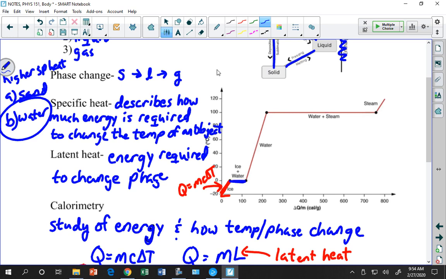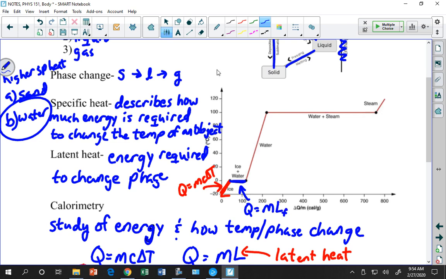But right here, this is where I'm changing phase. So I have ice now at 0 degrees Celsius. That's the freezing point of water. But it requires extra energy to change it into a liquid. And so this would be my latent heat of fusion. Q is equal to M times LF.